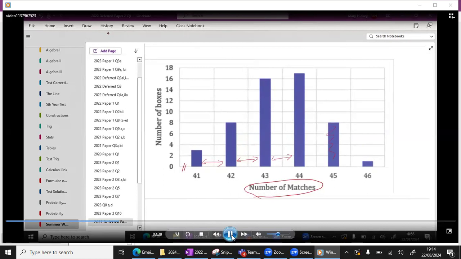So there's your bar chart. Notice I have labels. Again, notice these are all evenly spaced. And we're obviously going up in 2s, so we're keeping that pattern the whole way.